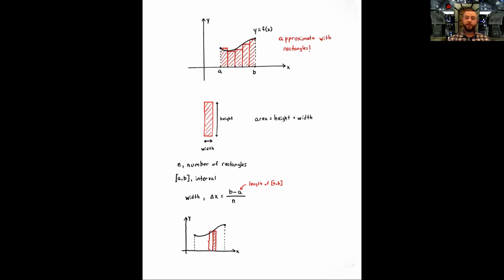All right, the other dimension that we're going to need to get the area of a rectangle is not the width, but the height.